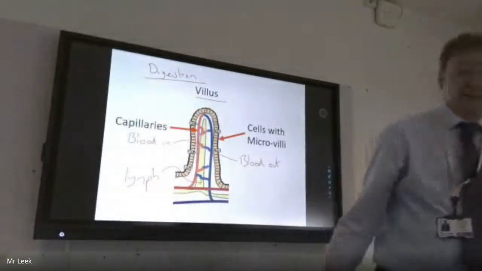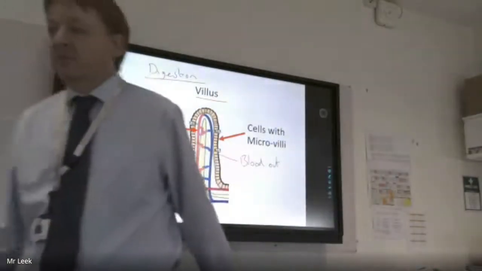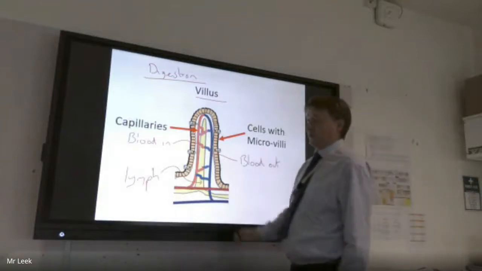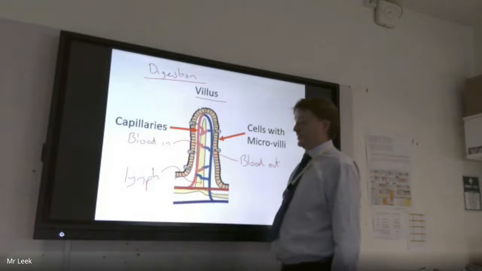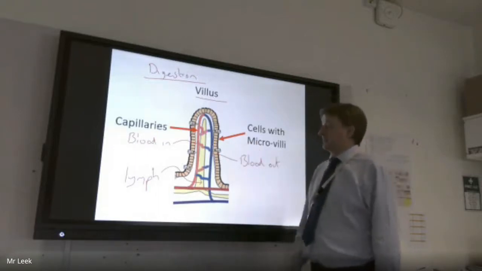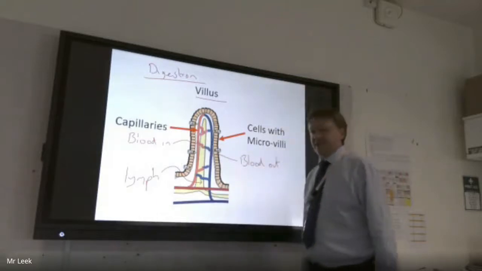Okay, I'm working on the assumption that everybody's basically done that. So on this screen, you've got the red lines that are going up the middle, which is blood in. You've got the blue lines there that are blood out. It labels those as capillaries. You've got the yellow in the middle, which is lymph.